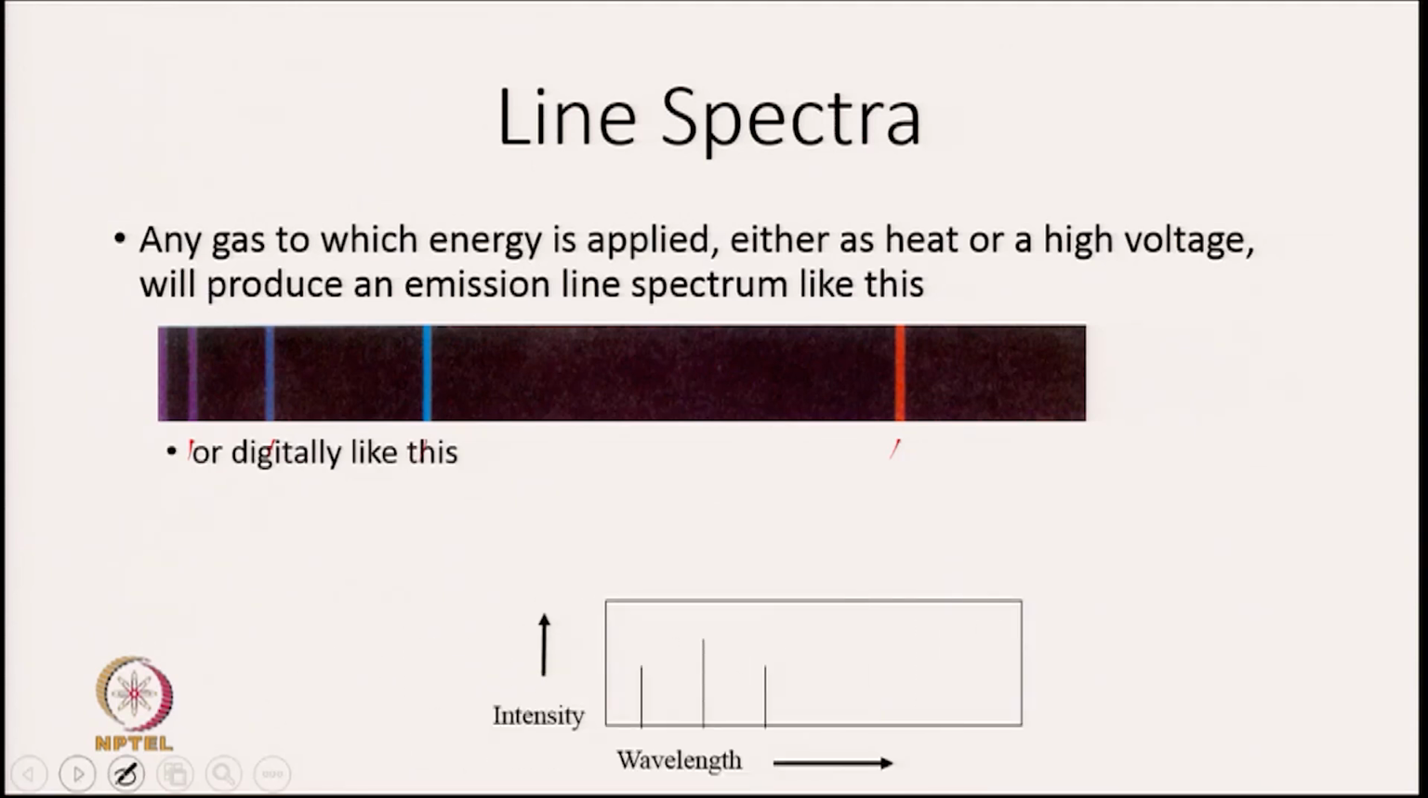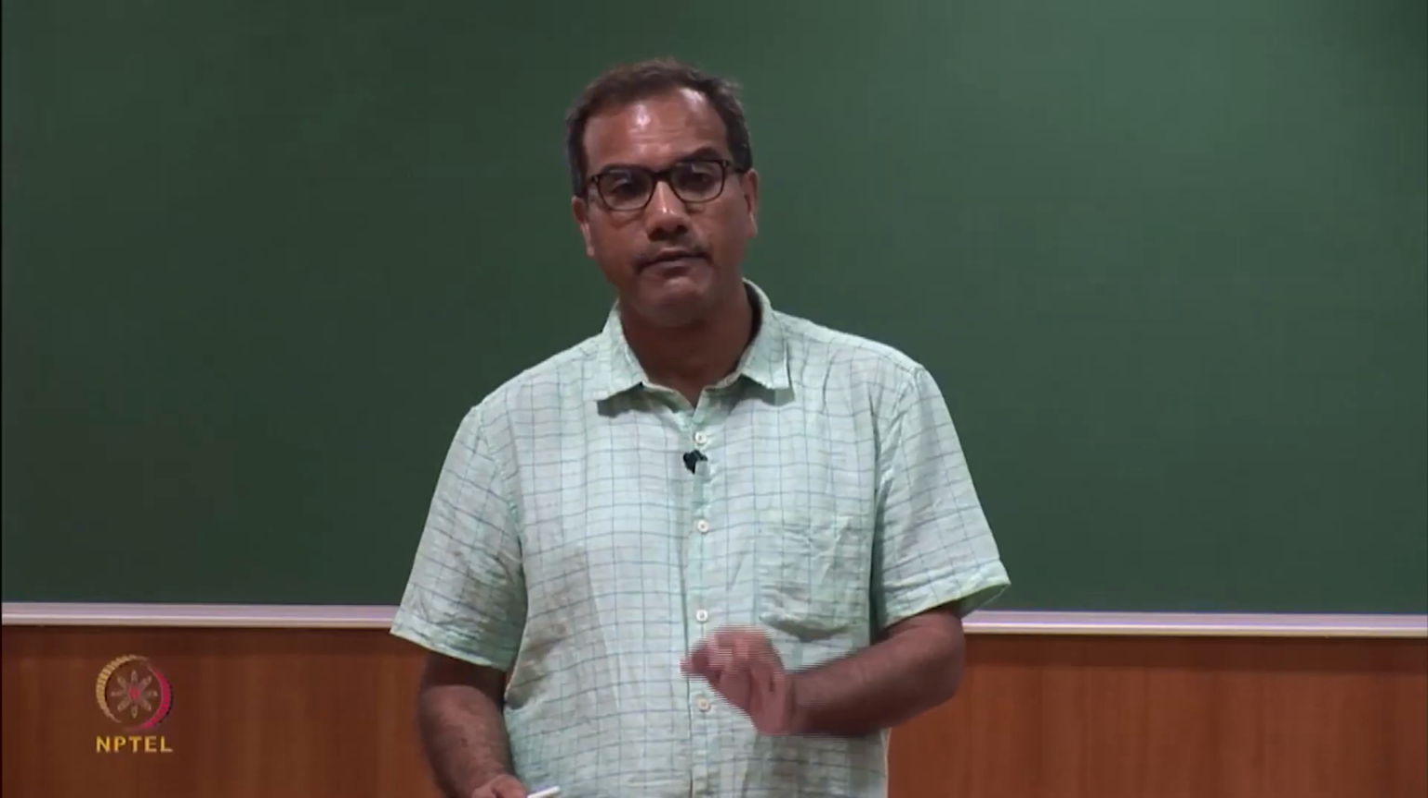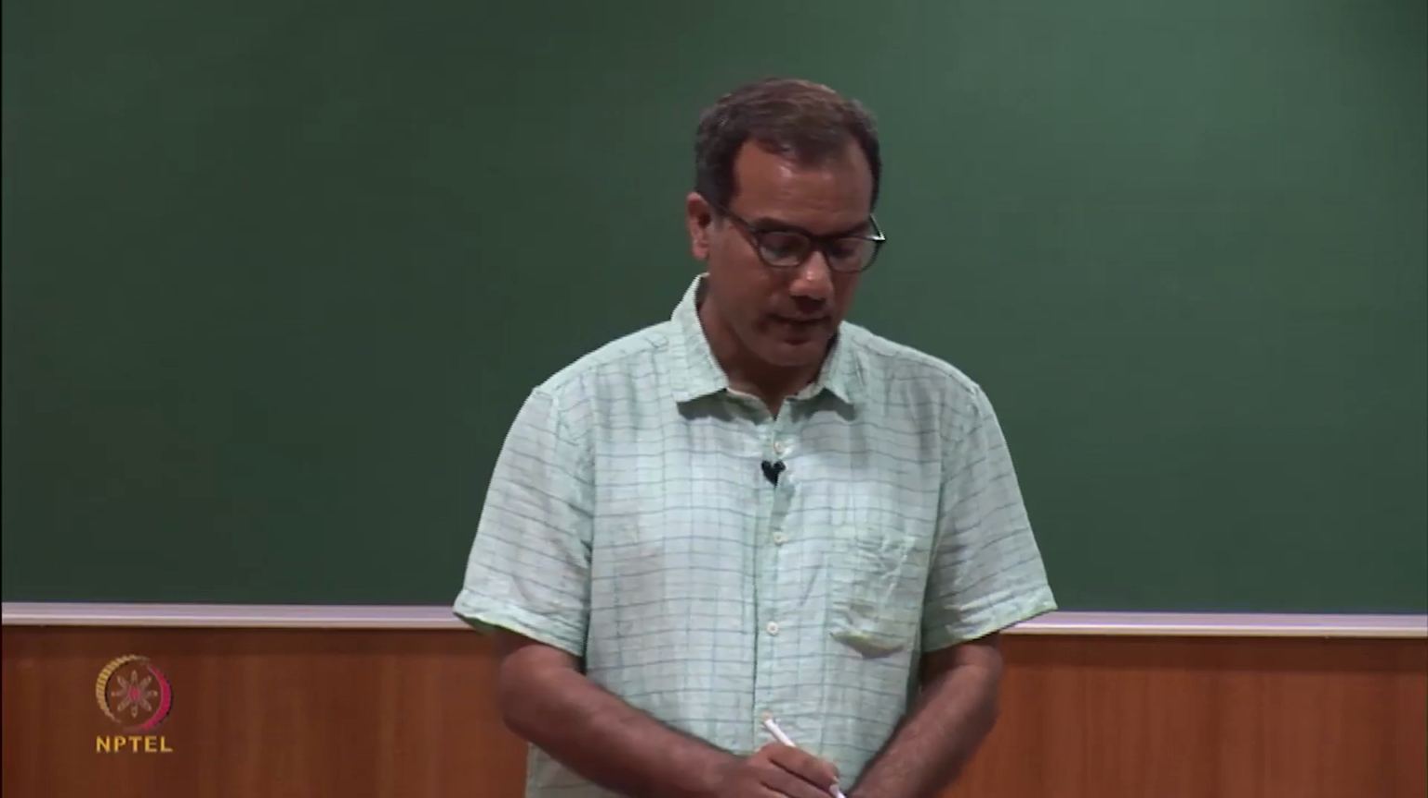This will look like this. So, you can see intensity at some particular wavelengths, not at every wavelength.